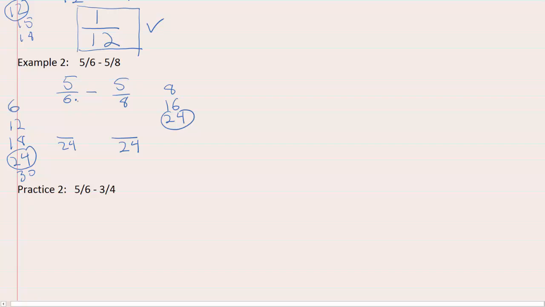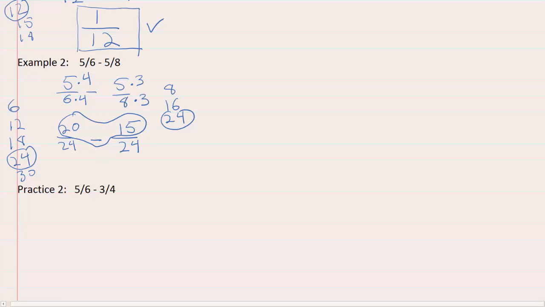So on this side I'll have to multiply the bottom by 4, also multiply the top by 4. 5 times 4 is 20, 6 times 4 is 24. Over here I want to get 24 on the bottom. 8 times 3 will give me 24. Multiply the top by 3. 5 times 3 is 15. So now I've got 15 24ths, and I'm ready to subtract. So I want to subtract my numerators. 20 minus 15 will give me 5.